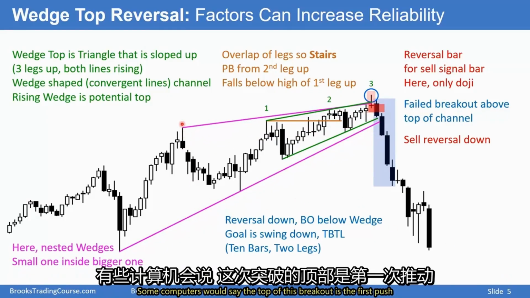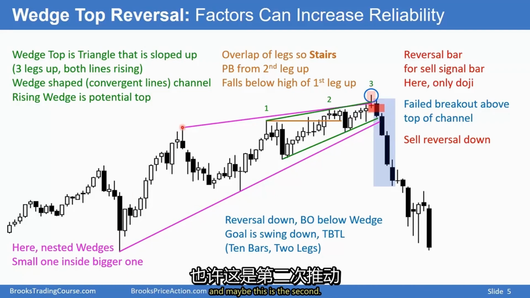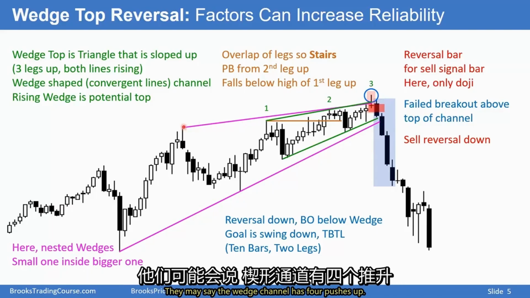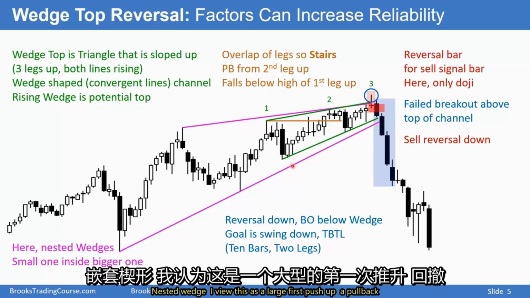Remember earlier I said there were different ways to draw this wedge. Some computers would say the top of this breakout is the first push, and maybe this is the second, or they might say first, second, third, and fourth push. They may say the wedge channel has 4 pushes up.